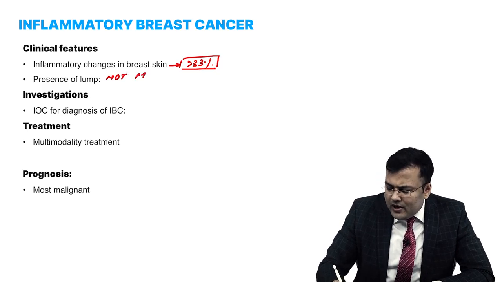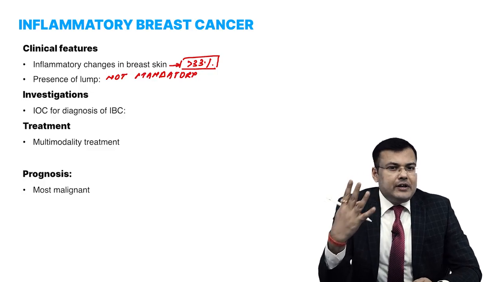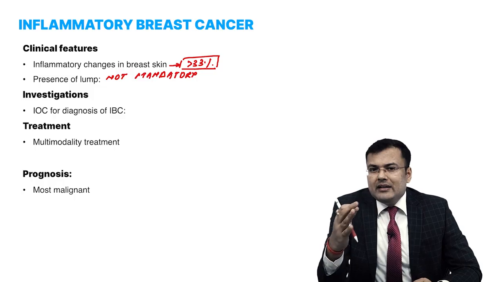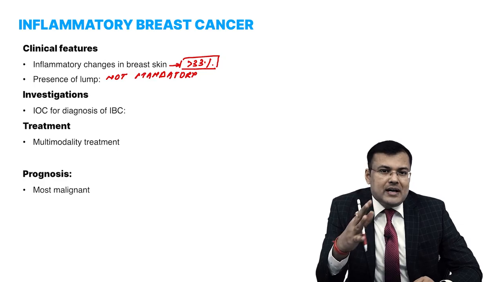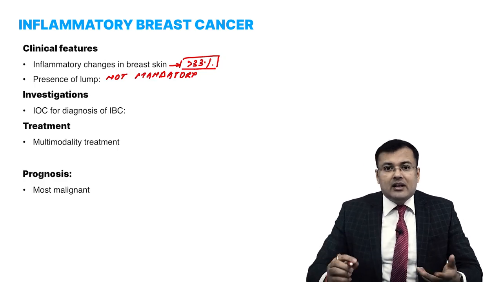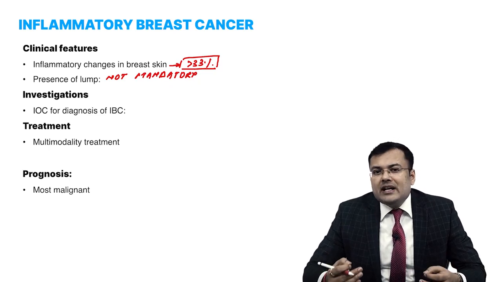Can you tell me what is the other condition where presence of lump is not mandatory? In Paget's disease of nipple. So in inflammatory breast cancer and in Paget's disease of nipple, presence of lump is not mandatory. Imagine this patient is not having the lump. So how will you make the diagnosis? Biopsy. From where will you take the biopsy?